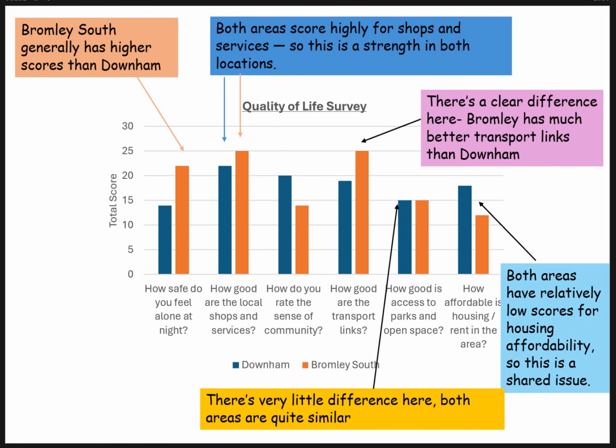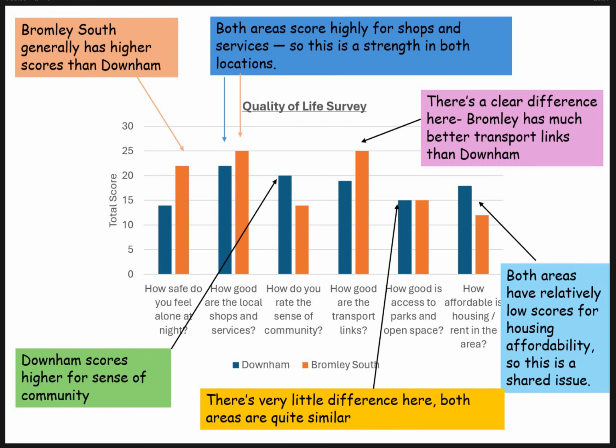We can also see on our graph, once we've collected the data, put them onto separate graphs, then combine the average, get the mean average scores, we can actually interpret our data a bit better. So we can see very little difference here. Both areas are quite similar. And we can also see that Downham scores higher for a sense of community. So lots of variation, lots of information that we can gather from presenting the data in this way. Will obviously require some interpretation as well. All right. So that's one way you want to do it.